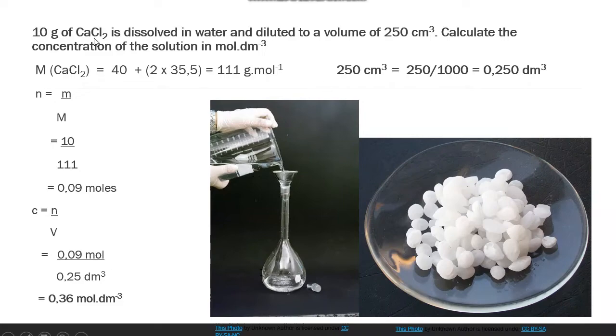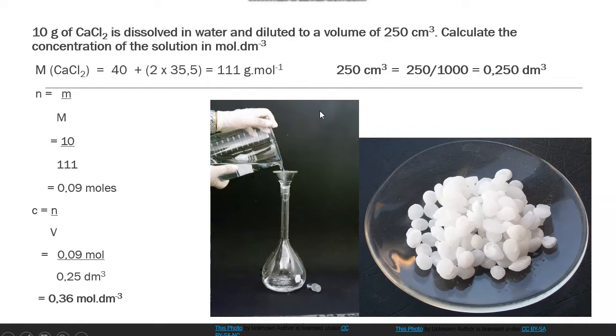10 grams of calcium chloride is dissolved in water and diluted to a volume of 250 cubic centimeters. Calculate the concentration of the solution in moles per decimeter cubed. So this shows you how we get a concentration, and also how you could go backwards to get the moles. If you actually had a concentration, you would use the same equation, substituting for the unknown: n equals C times V. So you could use this equation to get from a concentration to moles, or you could calculate the concentration of the solution if you asked for that.